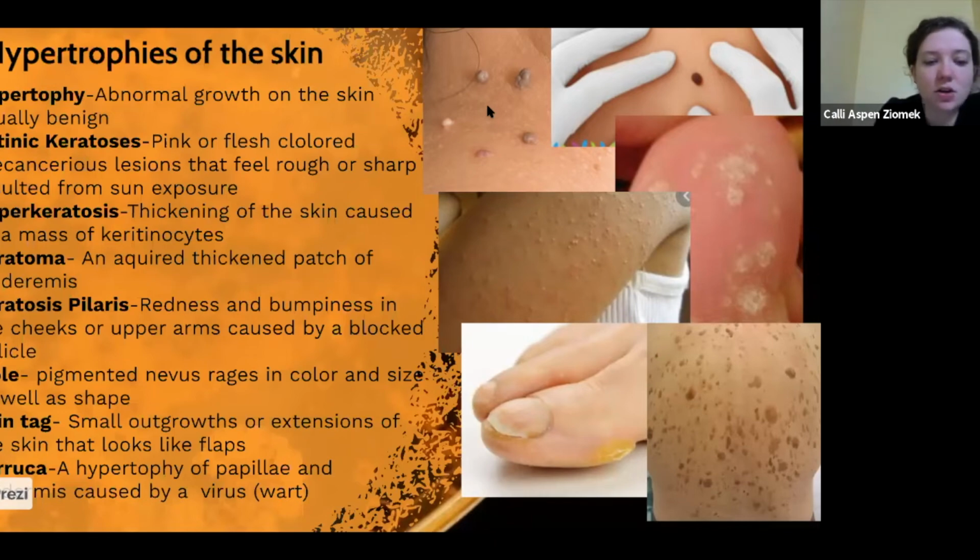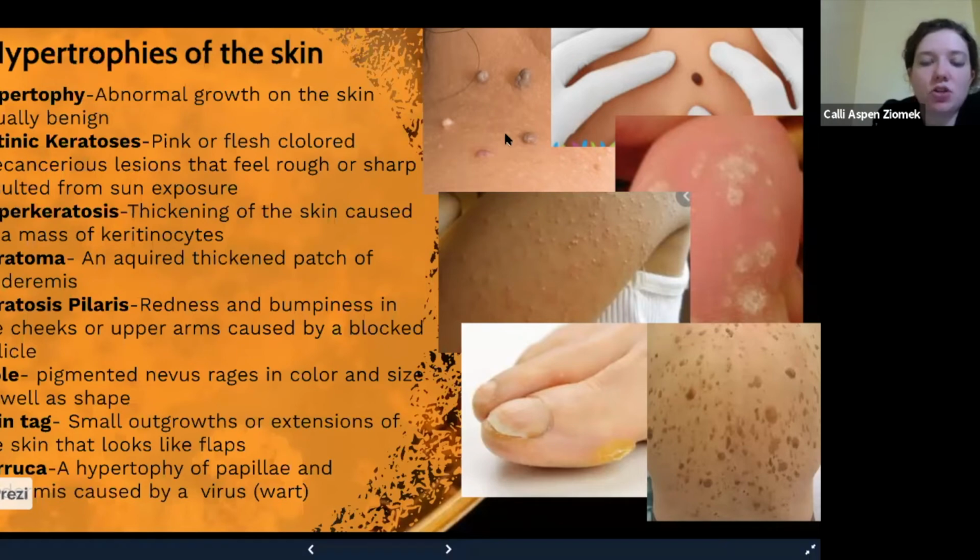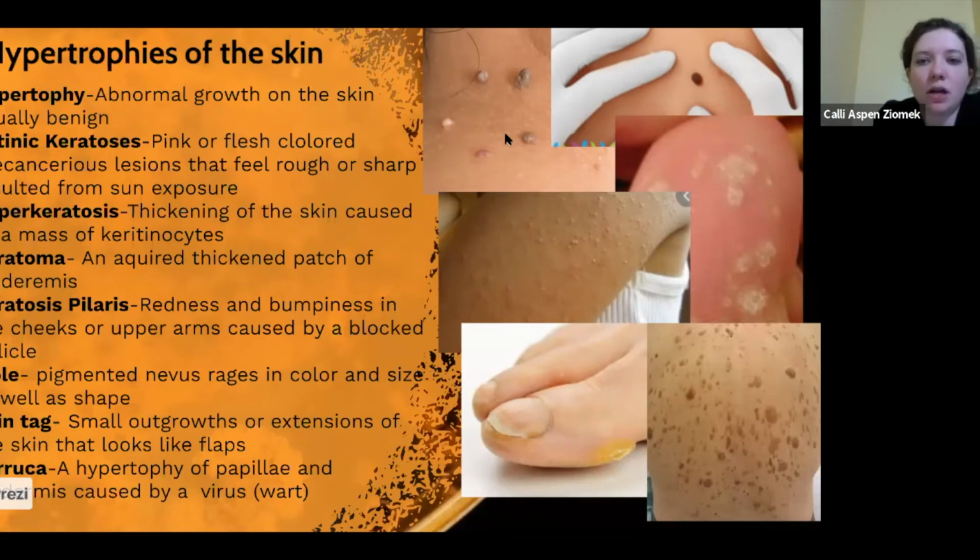So skin tags are small growths or extensions of the skin that look like little flaps. You can easily get them removed. They don't cause you any harm. They just generally are an irritation because they get snagged on things. You'll generally find them around clients' eyes or their neck and chest area.